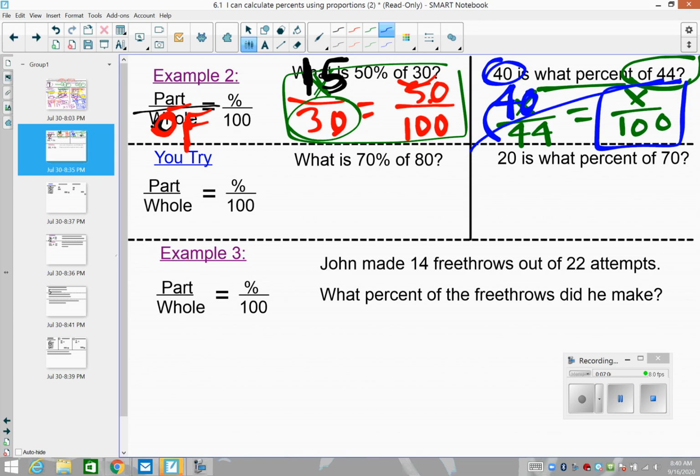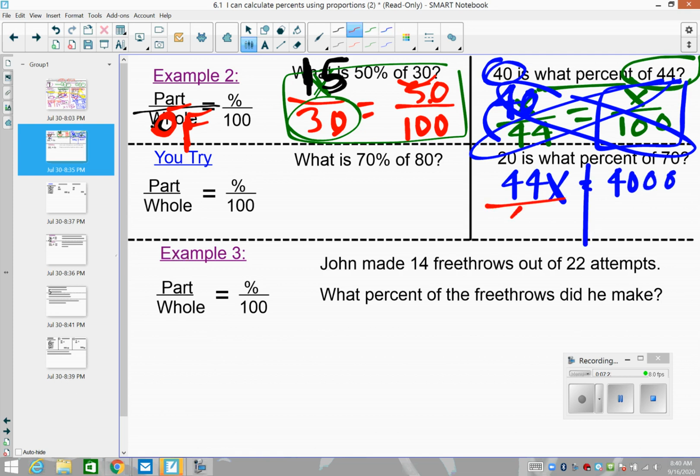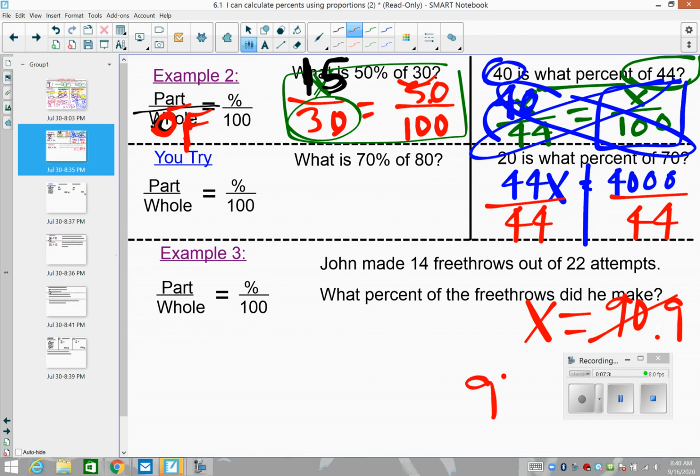So now on this one, I'm going to take cross products because I want to know what value would that be out of 100. So I have 44x. I'm going to write down here just because of space. And I have 4,000. So we're going to divide both sides by 44. Copy, paste, copy, paste. And what percent do I get? So I have 4,000 divided by 44. And I end up getting 90.9%, which really is like 91%.